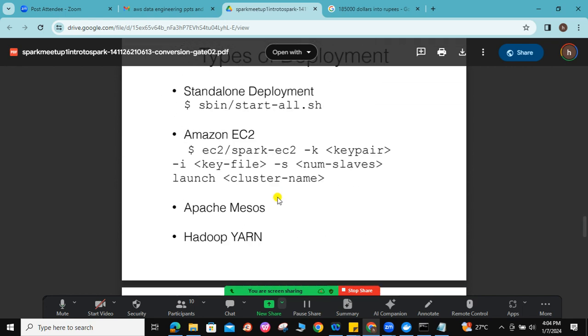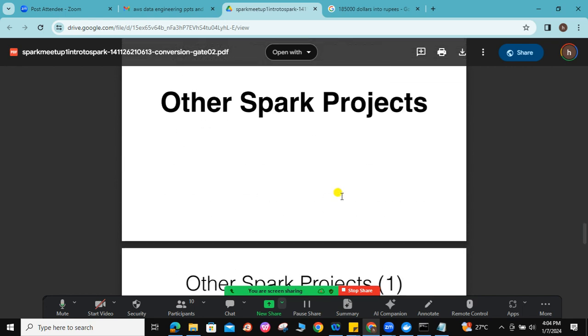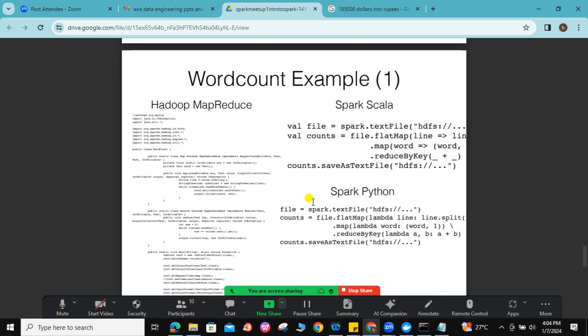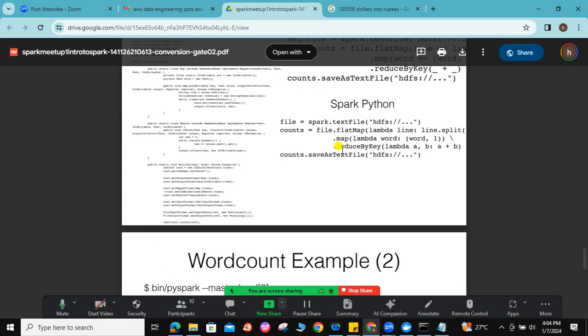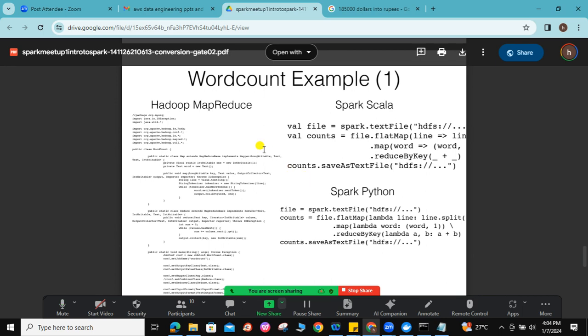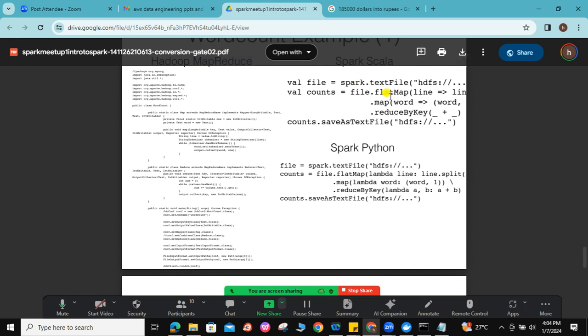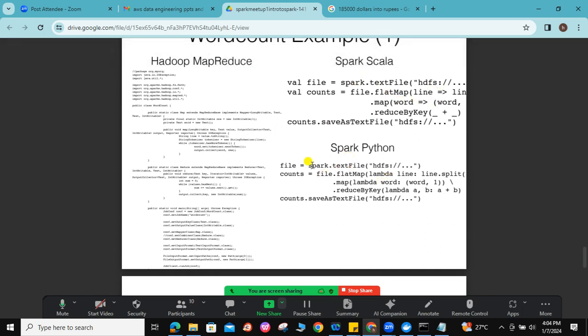Okay, we will be doing this with Amazon AWS, so all this is not required. It's just an example. See how big the code is if you want to do it in MapReduce, so big. In Scala also, this is the way you do. In Python, now you are able to understand. This is a way to get the text file, which I will show you. Flat map, you know how to count the file, lambda, reduceByKey.